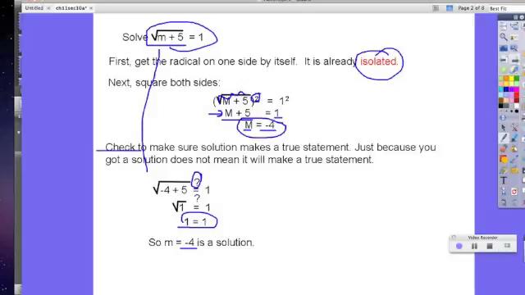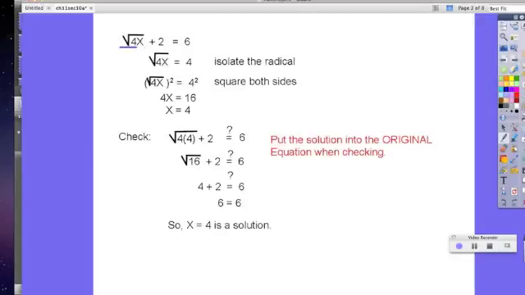Let's try another one. Square root of 4x plus 2 equals 6. First, we isolate the radical. Notice that there's a 2 here. It's not isolated. So to get rid of this, we subtract the 2. So we get square root of 4x equals 4.